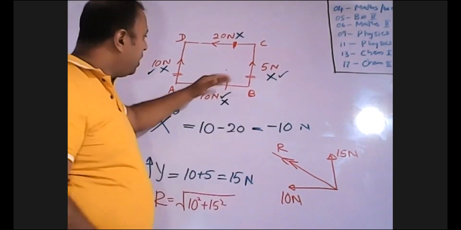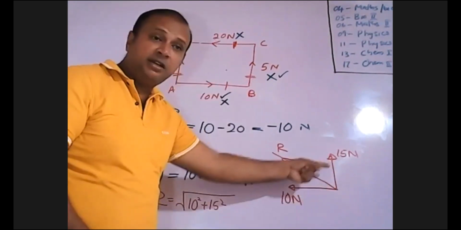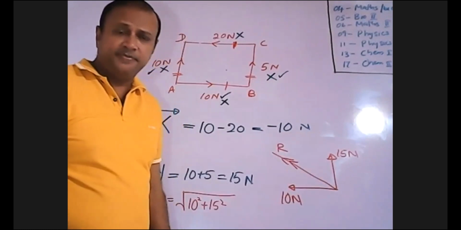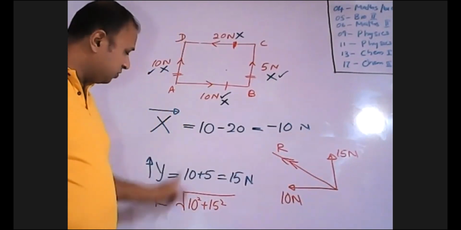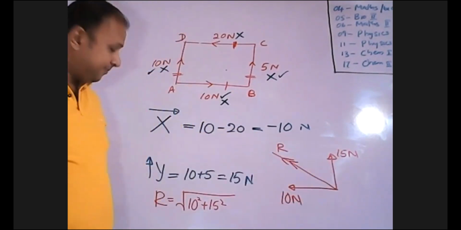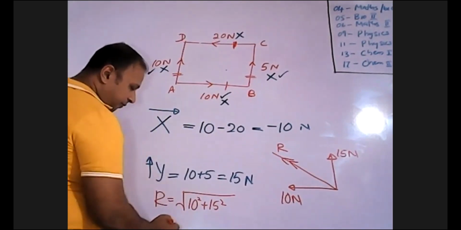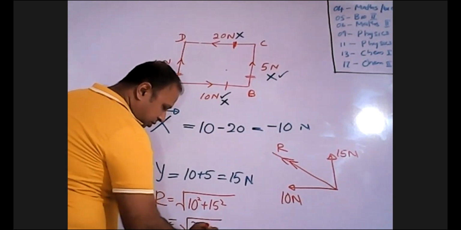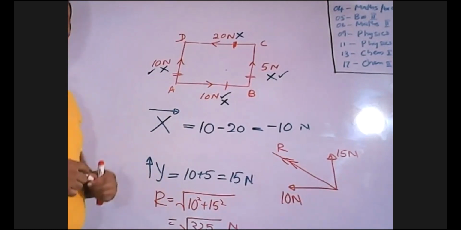Although we don't know how to get the resultant force of this vector system, we know how to get the resultant force of these two vectors because they are perpendicular to each other. So R is equal to the square root of the square of 10 plus the square of 15. That means square root of 325, no?